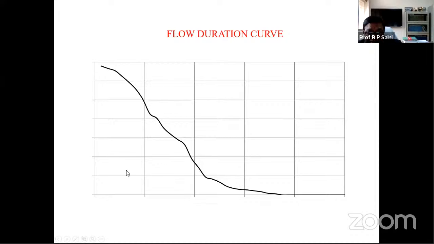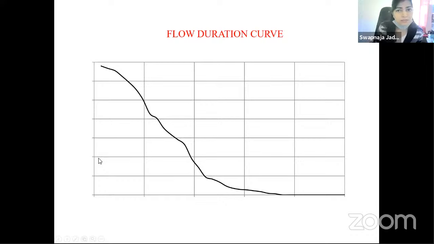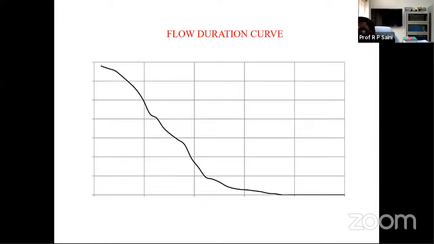If I take this discharge, this is the design discharge, into the head you have estimated, and 9.81 into Q into H. Whatever capacity you find, that capacity will be economically feasible for this site.